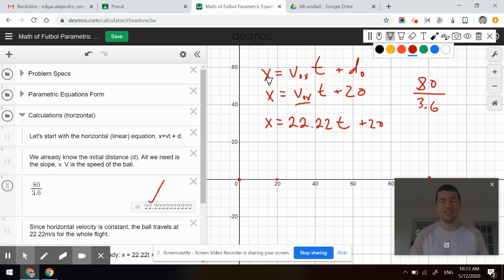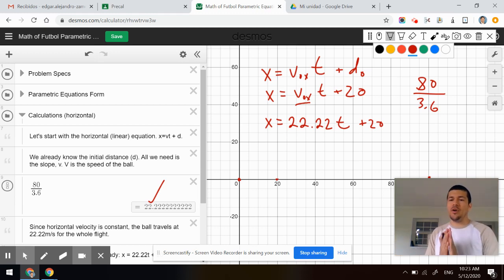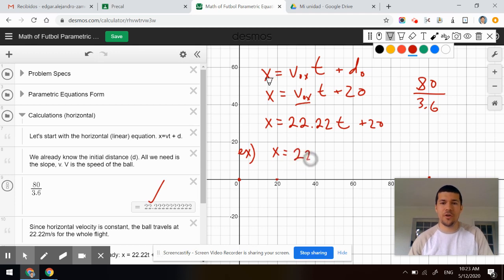What that basically means is if I want to find how far down the field the ball is, horizontally speaking, this is not going to help me with how high the ball went. But if I want to find how far the ball has gone, all I need to do is substitute a time. So here's an example. All right, to find the horizontal location after, for example, let's say 3 seconds. Okay, and you know what? Let's make this a little more simple. Let's just go with 1 second.